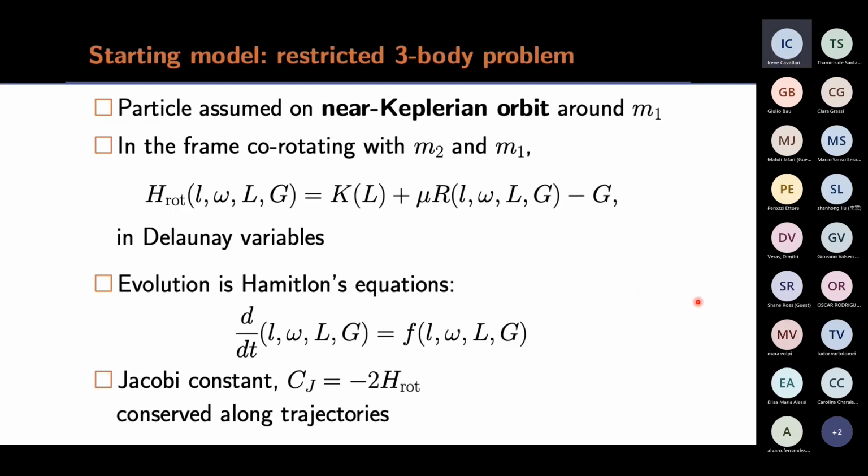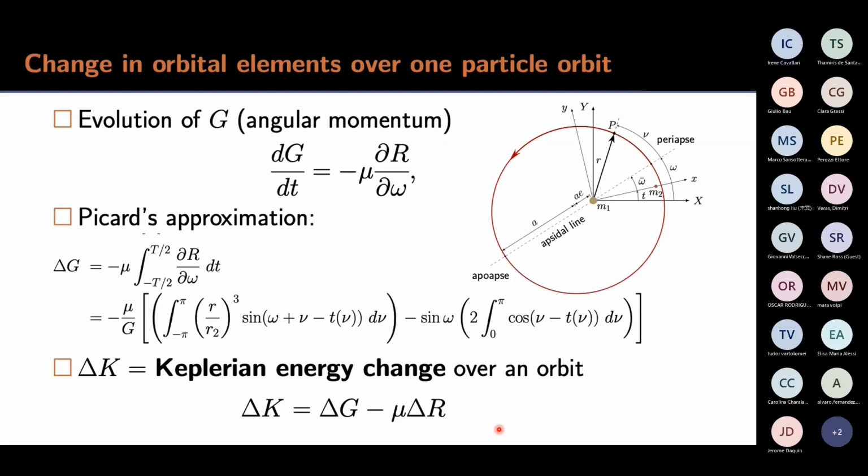And we're going to use a model that's a bit easier to work with in the full phase space. So I'm going to assume that the particle is on a near Keplerian orbit, and in the frame, it's co-rotating with M1 and M2. So the usual rotating frame, we could write the Hamiltonian in terms of Delaunay variables, and then the evolution is Hamilton's equations for the Delaunay variables. And of course, the Jacobi constant has to be conserved along trajectories.